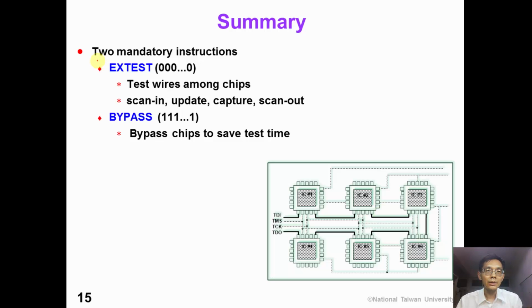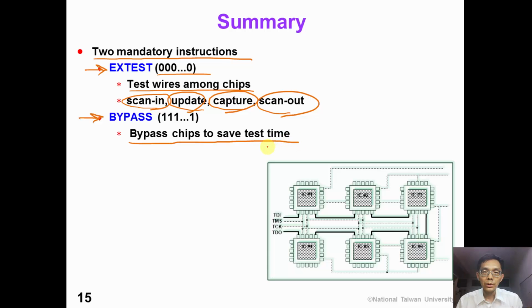In summary, in this video, we have introduced 2 mandatory instructions. The external test instruction has all 0 instruction code, which tests the interconnect wire between chips. We need to scan in our test data, update the scan register, capture the response, and then we shift out. The bypass instruction provides a shortcut that bypasses the chip. This can save our total test time.